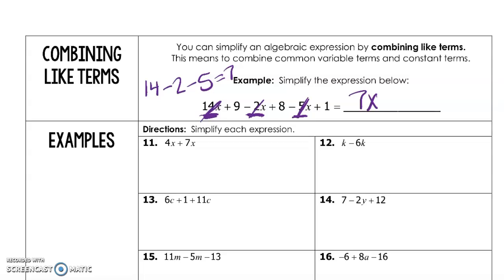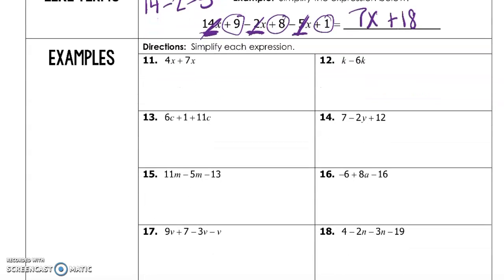Then our constants, we have 9 plus 8 plus 1. That gives us plus 18. So 7x plus 18 is the simplified version of this long expression. We're going to do all the odd ones first. So number 11, all you have is two like terms. 4x plus 7x would give us 11x. And that one's finished.